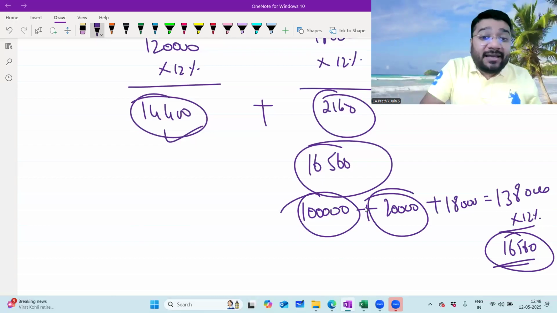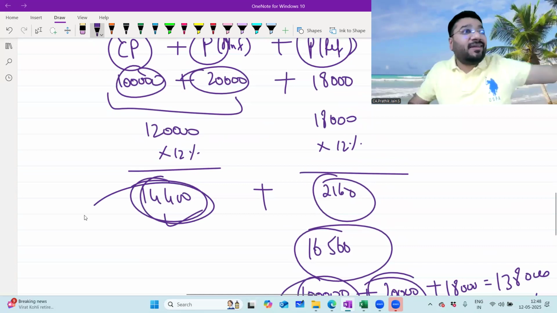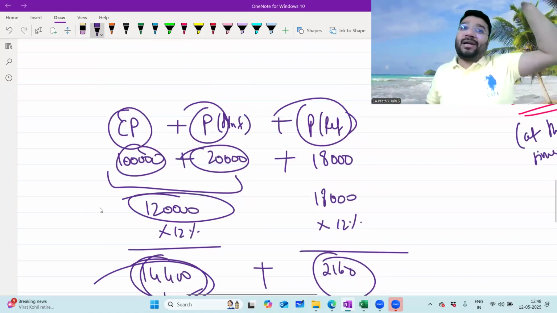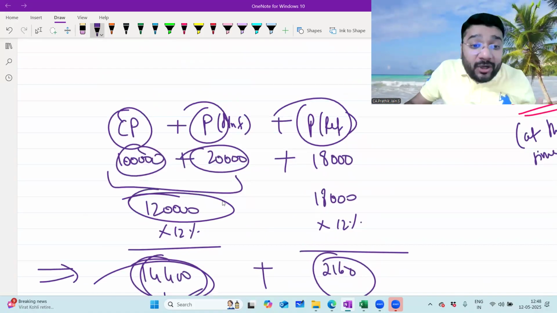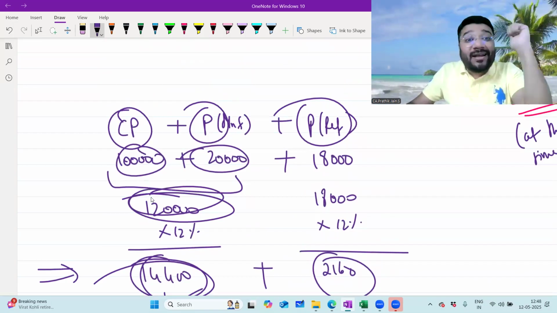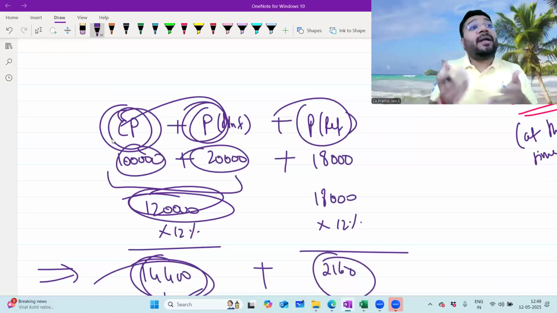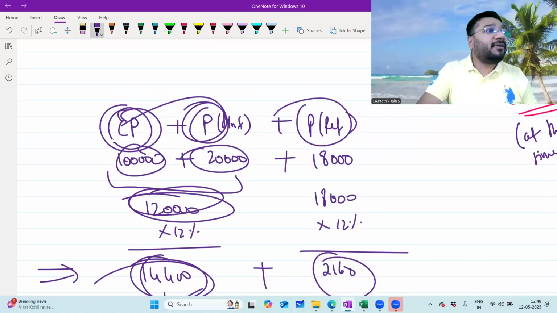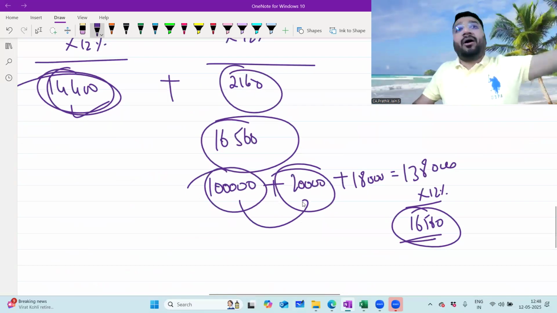GST is already calculated on this 1 lakh. When I gave this 14,400 to the government, how did I get this 14,400? Sir, on this 1,20,000, I calculated 12%, correct? This 14,400, how did you calculate? So 1,20,000 ka 12%. How did the 1,20,000 come? Cost price plus profit. So on this 1 lakh and 20,000 profit of the manufacturer, GST is already paid, no, boss. So one more time, if I calculate GST on these both, it will be wrong, no?